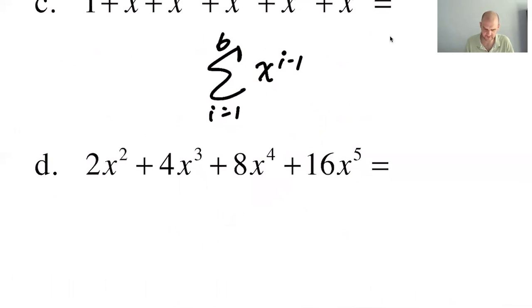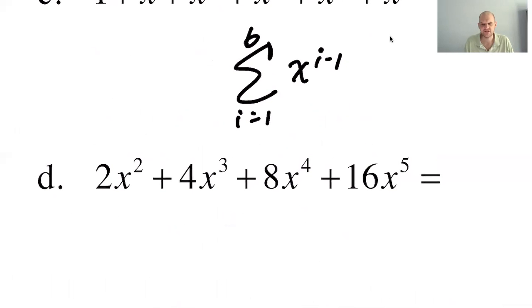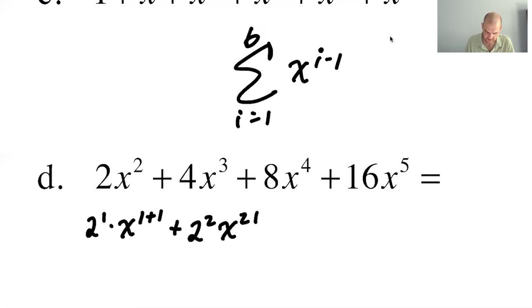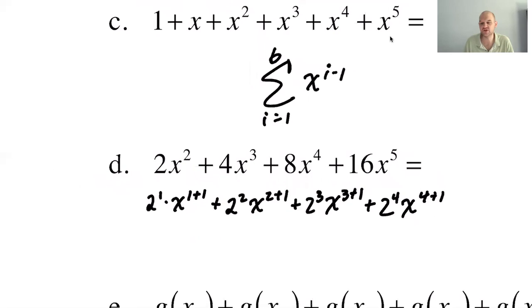All right, so this one is pretty similar, I think. Often what you want to do is just figure out what's going on. So this is like 2 to the first, x to the 1 plus 1, plus 2 to the second, x to the 2 plus 1, plus 2 cubed, x to the 3 plus 1. So you might be wondering, what do I do if there is no pattern? Which is a great question. You just won't be asked to do it.